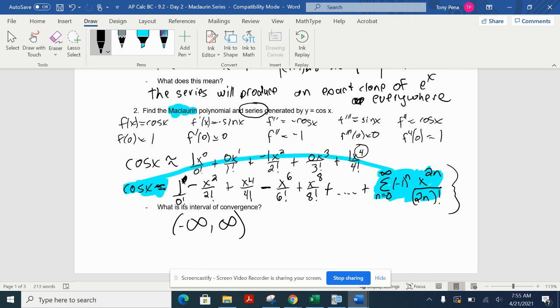But I promise this series for cosine is a series that will converge everywhere and basically produce an exact clone of cosine of x. So the more of these terms that we graph, the more and more of the cosine curve that we're going to replicate.